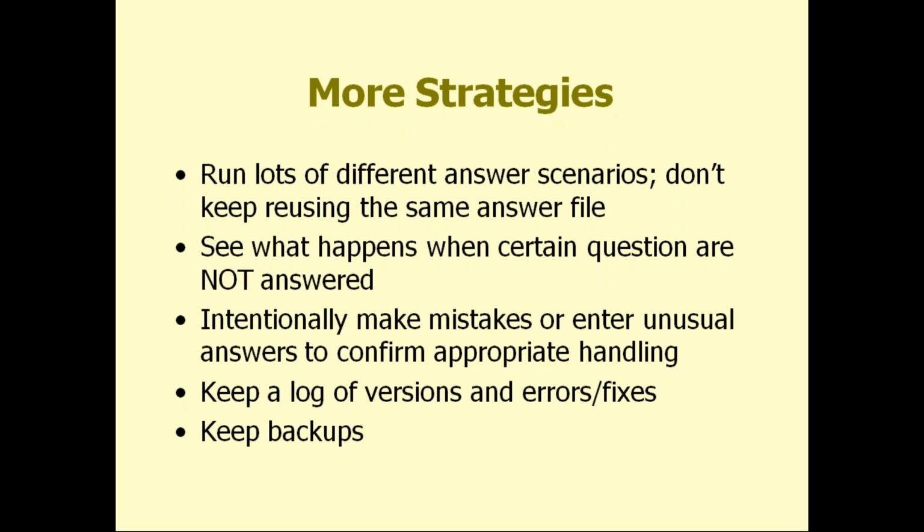Try making mistakes. Do things you can't imagine anyone ever doing. Enter $5 million for a filing fee. Enter 1,010 for somebody's age. Try just making very extreme answers and see if the system is designed to handle it. Have you built in constraints? Have you built in ranges, for instance, on numbers, so that really weird numbers will just elicit an error message to the user?